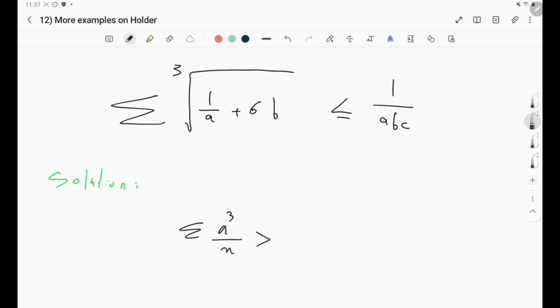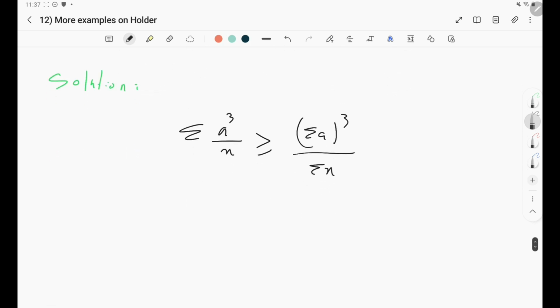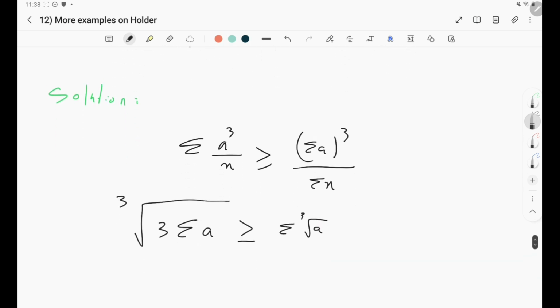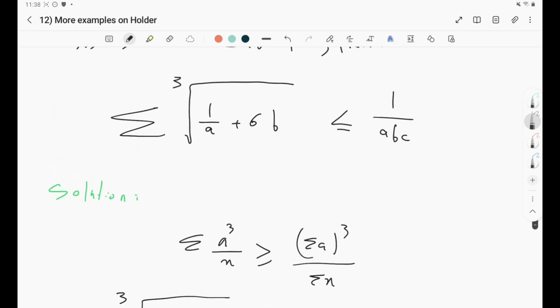If you remember, it was something like this: sigma a cube divided by x is greater than (sigma a)^3 divided by sigma x. So now if you just plug x, y, z as 1, it's going to be sigma a cube times 3 is greater than or equal to (sigma a)^3. And that means we can make it like this. And now you can of course see why this is true. If you replace a with cubic root of a, it's going to be like this. So by Tito for Holder, you can just simply maximize this.